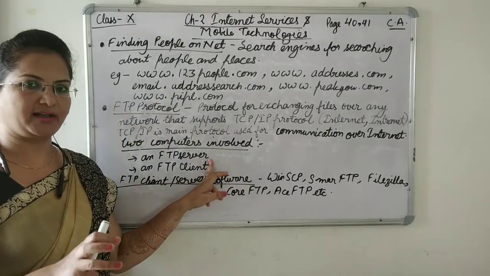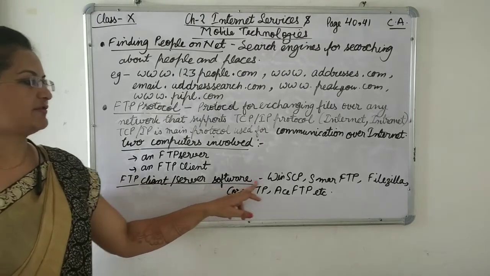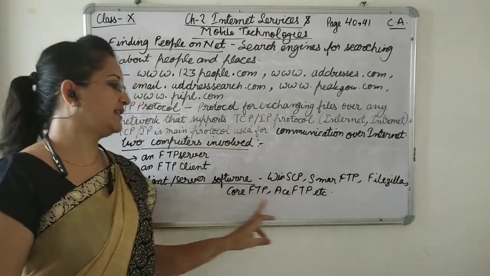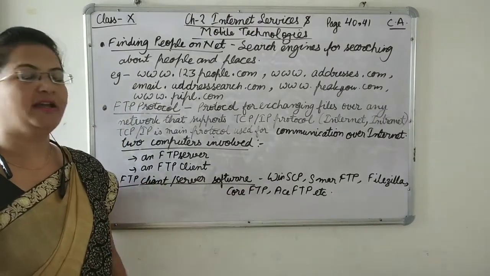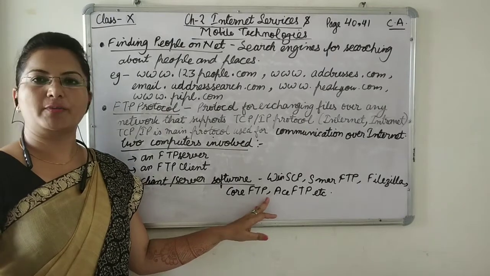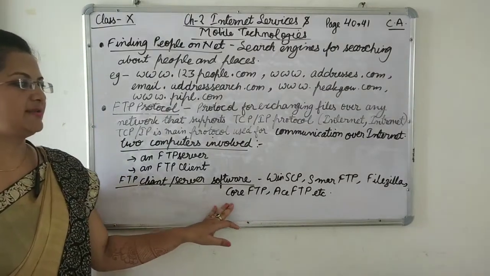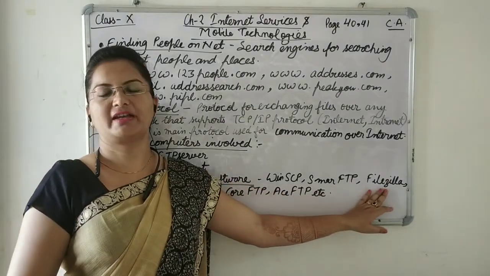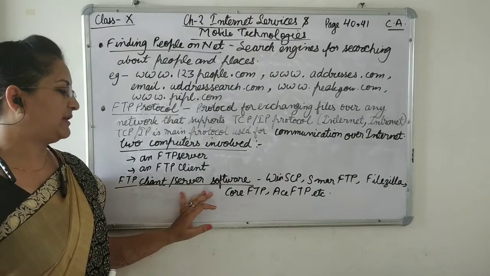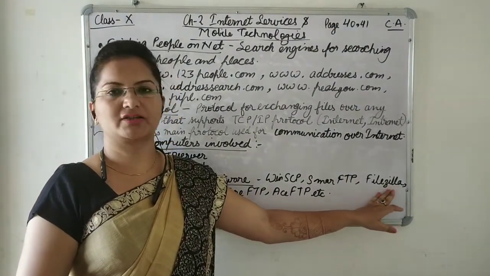And the FTP server is the place where your files are kept. So FTP client server software used are WinSCP, Smart FTP, FileZilla, Core FTP, Ace FTP, and some of the software has versions for Mac operating system, Linux, etc. Okay, there are different operating systems. FileZilla is the most famous, meaning the most used FTP client server software. I have also used FileZilla. It's very easy to use.